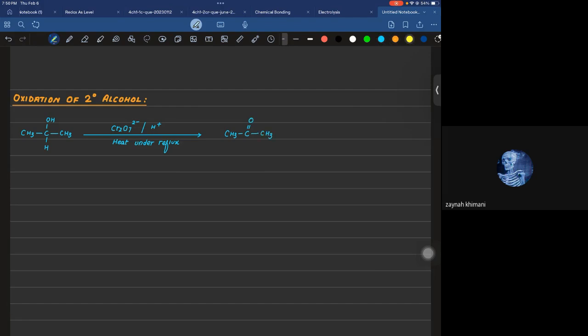Ketone, which cannot be further oxidized. Whereas in the previous equation, when you got aldehyde, I further oxidized it, so you got carboxylic acid. But your ketone, it cannot be further oxidized.